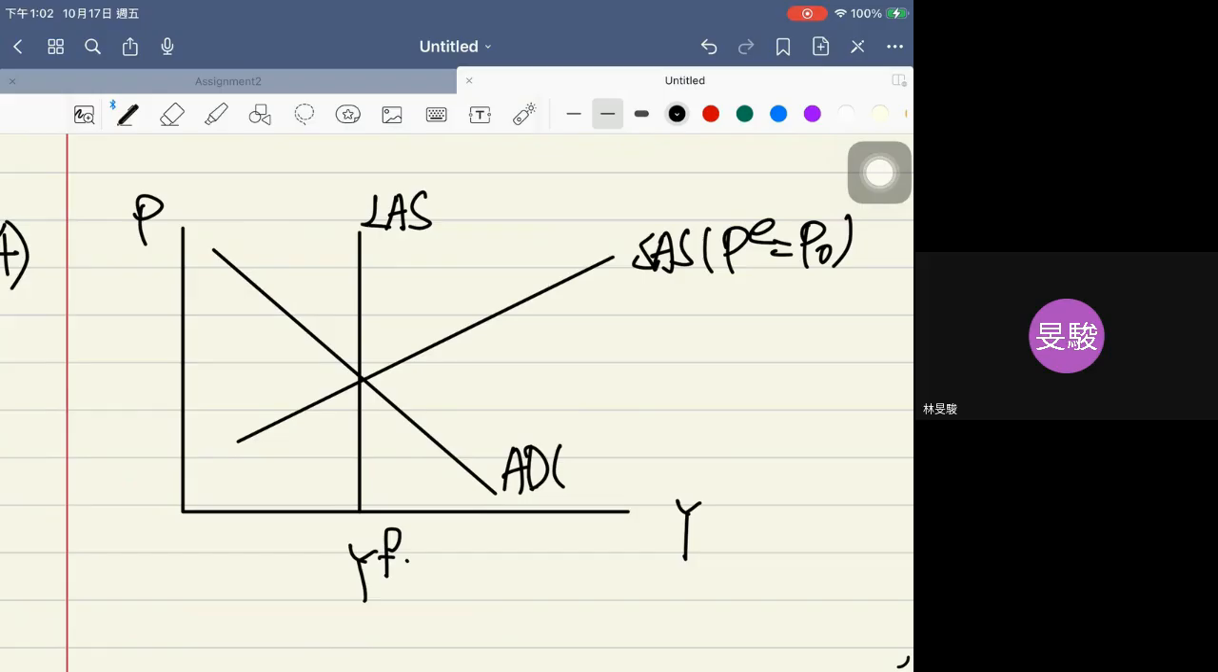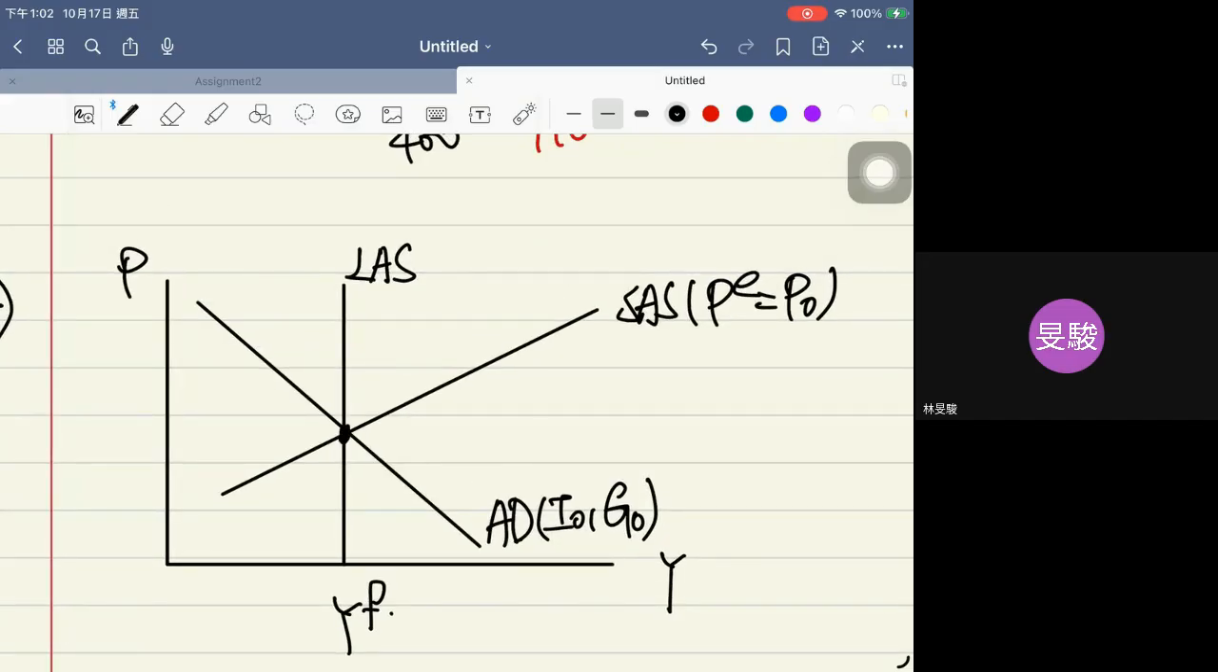And I need to tell you the autonomous investment is also an exogenous variable, just like the government expenditure. Its change will make the AD line shift. Okay, and the initial point is A, and the initial price level is P0.